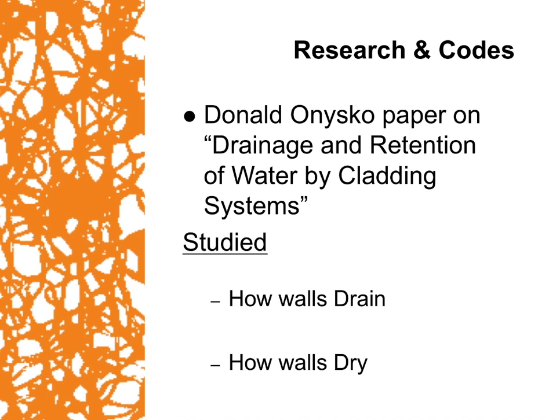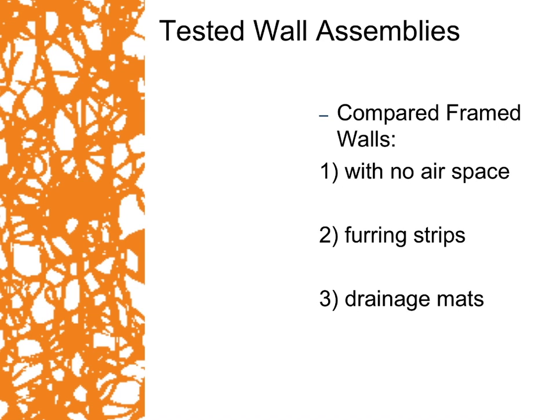The last research project that we'll look at is drainage and retention of water by cladding systems. This study really dove into 3 different wall systems on how these walls drained as well as how these walls dried. So with the tested wall assemblies, there were 3 different framed walls and how they were constructed. The first wall had no airspace. It was framed up with OSB as its sheathing, a polymer-based weather barrier, and then cement board siding and wood siding attached on top of that.